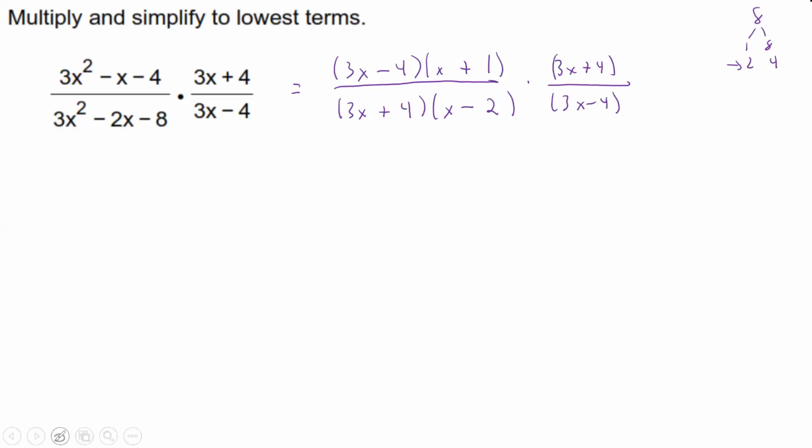Okay. So now it looks like we get to have some fun, and we can say, well, that 3x plus 4 cancels that 3x plus 4. That 3x minus 4 cancels that 3x minus 4. And we're just left with this, which is going to be x plus 1 over x minus 2. Okay, and so that would be our answer.